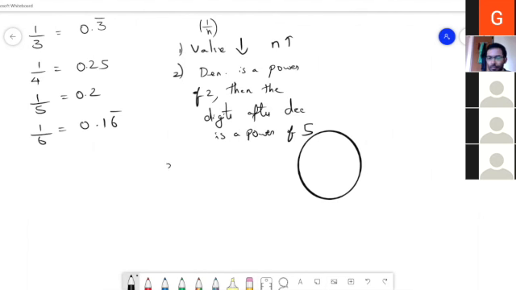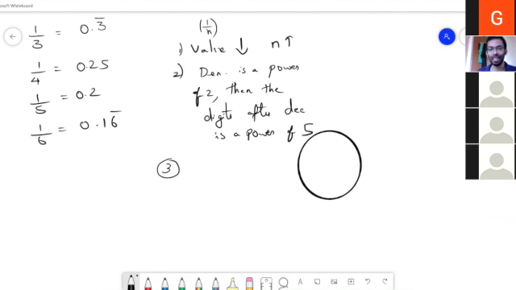Multiples of 3, they are all non-terminating. 1 by 3, 1 by 6, 1 by 12, 1 by 9. They are all non-terminating. Correct. So multiples of 3 is not done. Okay, so we will consider a more general question.